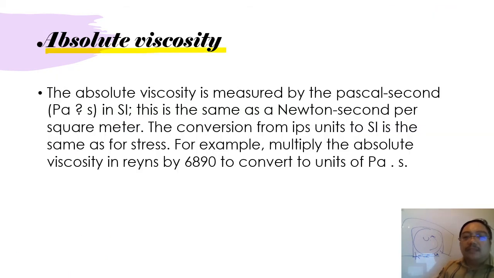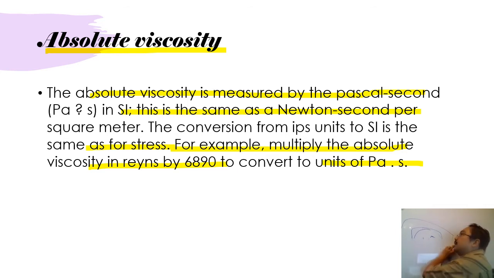This is absolute viscosity. It is measured in Pascal second, Pa·s, in SI. It's the same as Newton second per square meter. The conversion from IPS unit to SI is the same as for stress. For example, multiply the absolute viscosity in reyn by 6890 to convert to the units of Pa·s. Okay, this is the conversion unit. You will find it when we are doing some calculations after this in the next video.